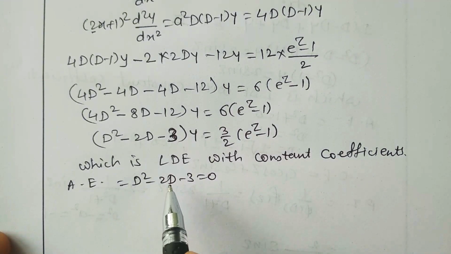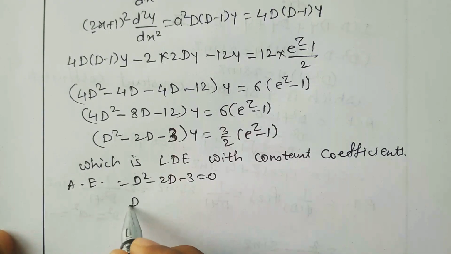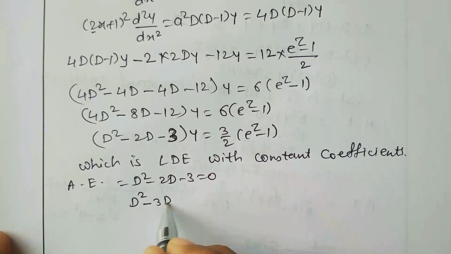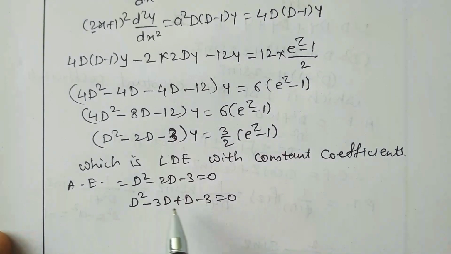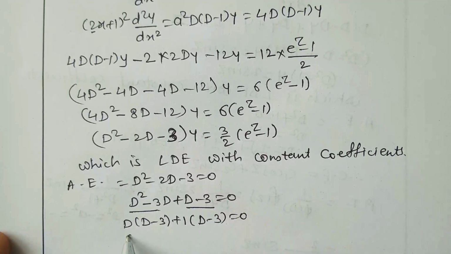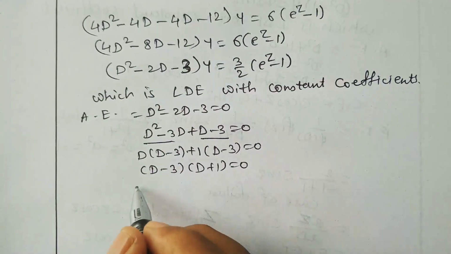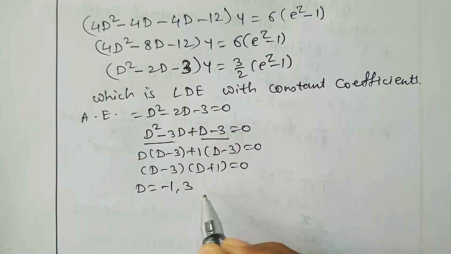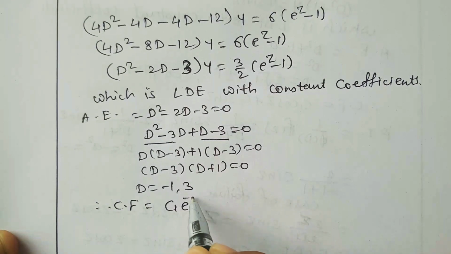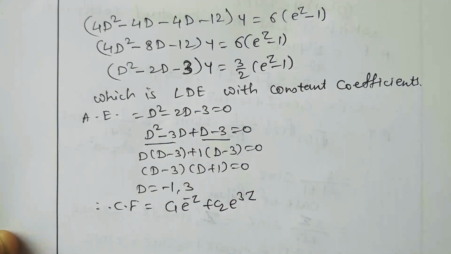So we require two numbers having addition −2 and multiplication −3. So we can write this −2 as D² − 3D + D − 3 = 0. Minus 3 and 1: addition is −2 and multiplication is −3. From the first two terms we can take D common, so you will get D − 3, and from the last two terms we can take 1 common, so you will get D − 3 again. So we get factors (D − 3)(D + 1) = 0. Therefore the roots are D = −1 and 3. Both roots are real and non-repeated. Therefore CF is c1 e^(−z) + c2 e^(3z).